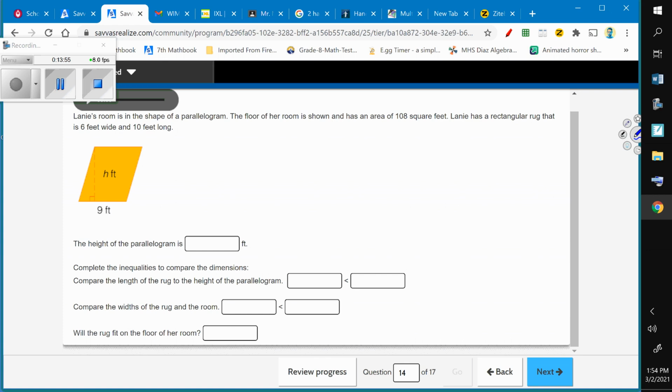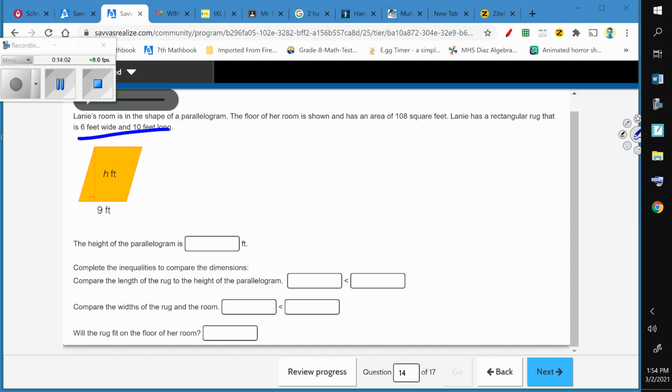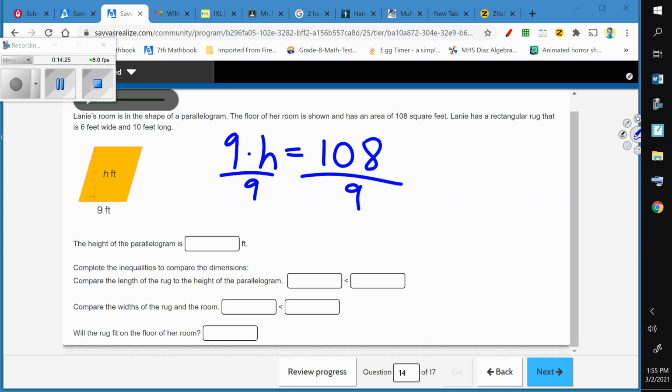Okay, Lainey's room is in the shape of a parallelogram. The floor of her room is shown and has an area of 108 square feet. And she has a rug that's 6 feet wide and 10 feet long. Now the first question is, what's the height? If you have a parallelogram, you know base times height is going to equal the area for a rectangle or a parallelogram or a square. You know the area is 108, and you know the base is 9, so how do you get h by itself? We'll just divide by 9.